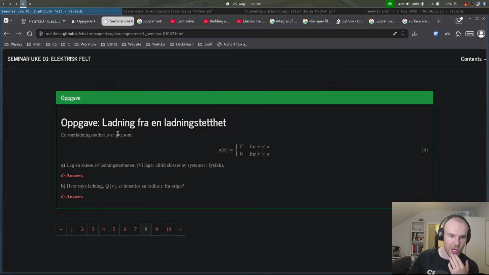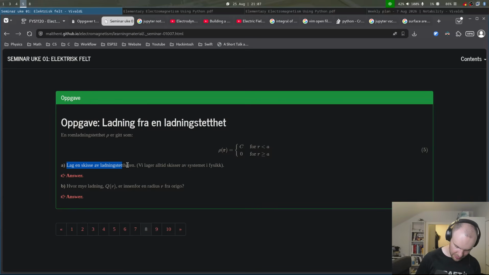The spatial charge density rho is given as a piecewise function: if our radius is less than a, so we're inside some volume, we have the density c, otherwise it's just 0. That's just a sphere, so you can draw a simple sphere in 3 dimensions, just like that.